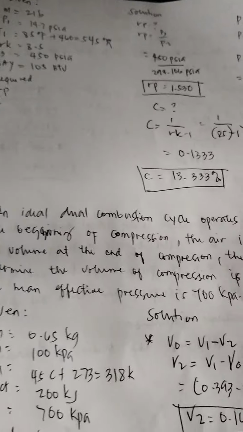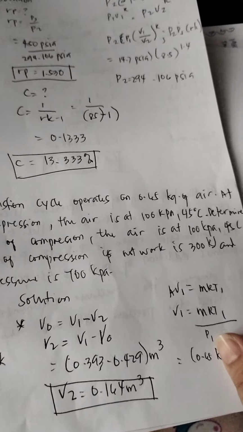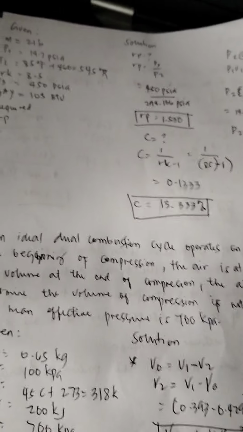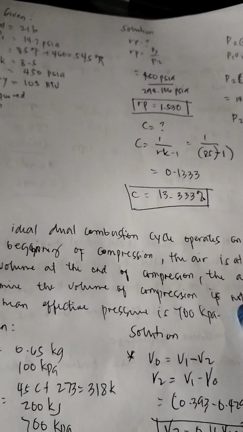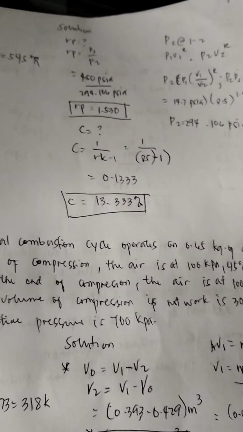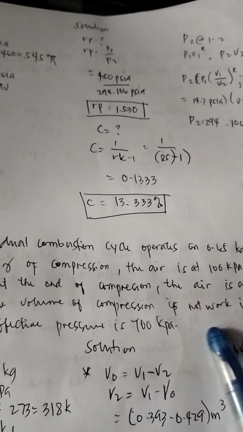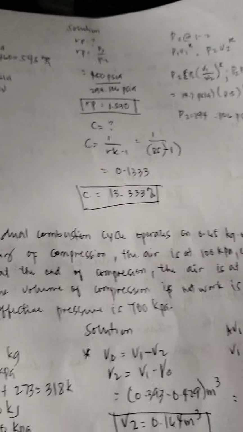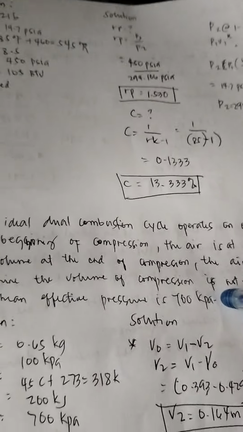While on problem number 6: an ideal dual combustion cycle operates at 0.65 kg of air. At the beginning of compression, the air is at 100 kPa, 45 degrees Celsius. Determine the volume at the end of compression if the net work is 200 kJ and the mean effective pressure is 700 kPa.